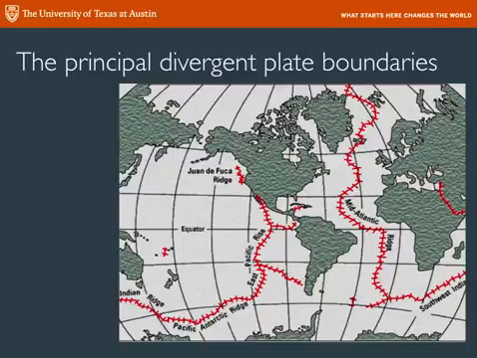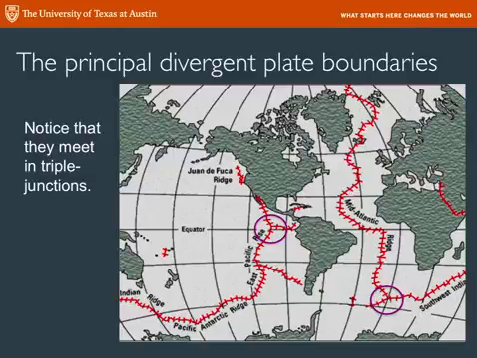I want you to notice a couple of things. Pay particular attention to where they meet, such as here, along the East Pacific Rise, and another one here. Note that mid-ocean ridges, or divergent plate boundaries, don't cross each other like streets. Where they meet, they always meet in something that we call a triple junction. Three divergent boundaries coming together in one location.